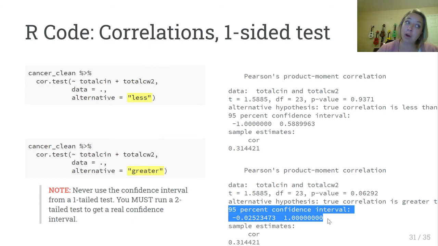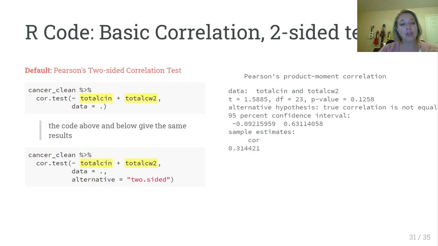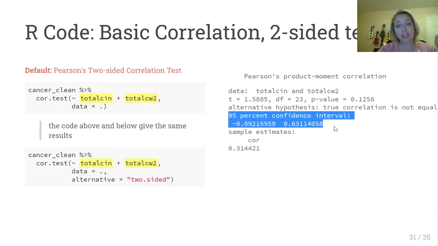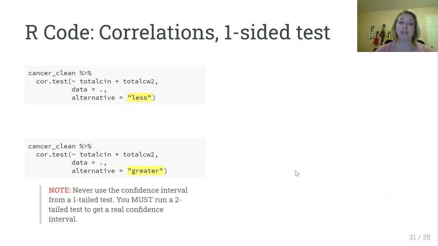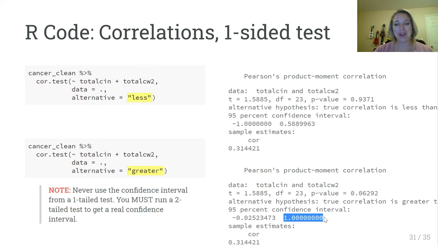So if you want to do a one-tailed test and a confidence interval, you would have to do the less than or greater than to get the one-tailed test. And you would also have to do the basic one to get a meaningful confidence interval, because confidence intervals always need to be symmetric and have both directions, not have one side of the confidence interval maxing out at -1 or +1. So that's just a little catch when you're doing one-sided tests for correlation.